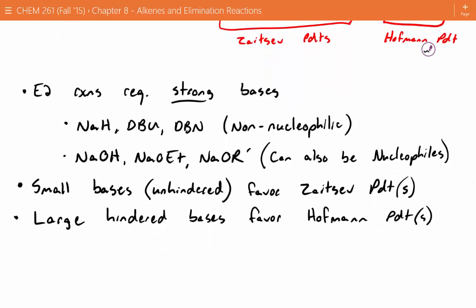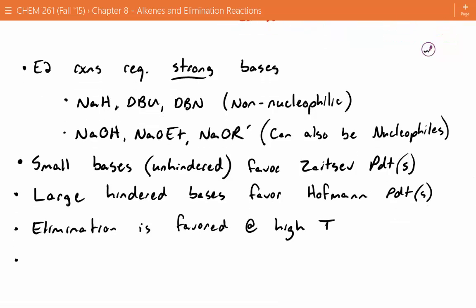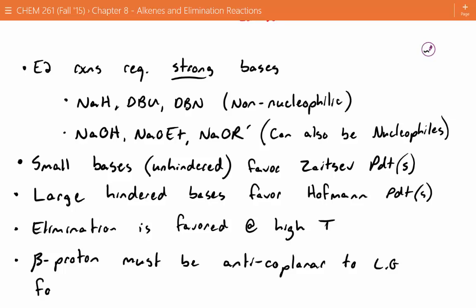And then on the exam, I said that elimination is favored at high temperature. That's true for both E1 and E2, and we're going to talk more about E1 today. And then the thing I was really trying to drill into you guys was that the beta proton must be anticoplanar to the leaving group for an E2 reaction.